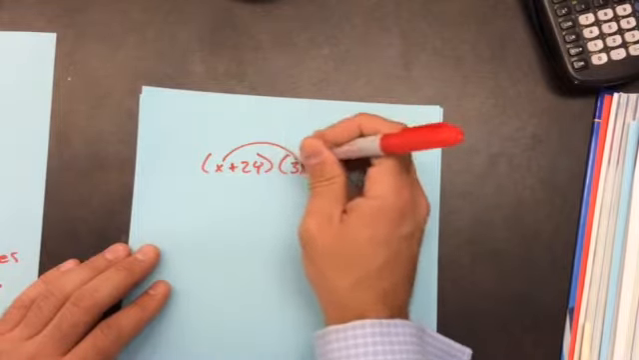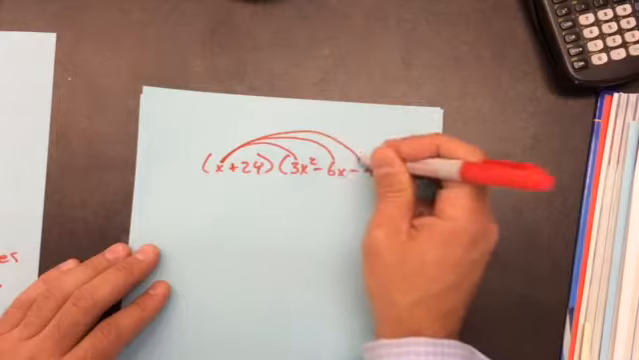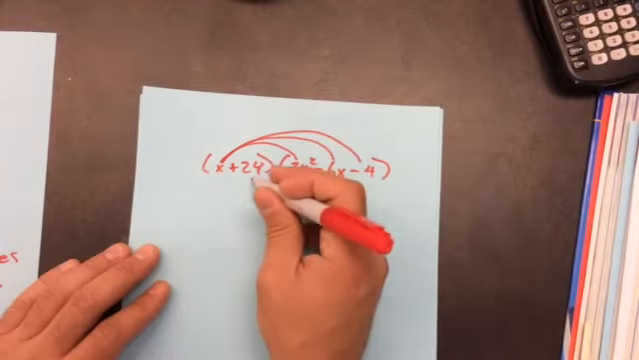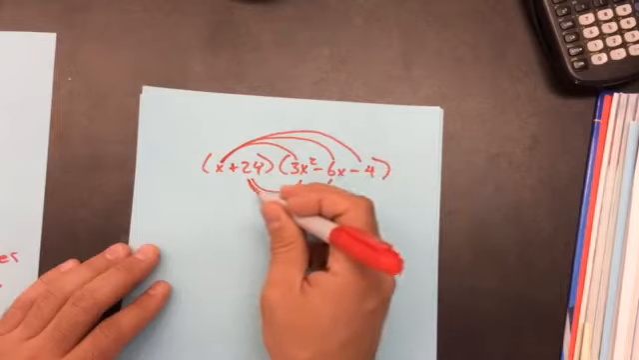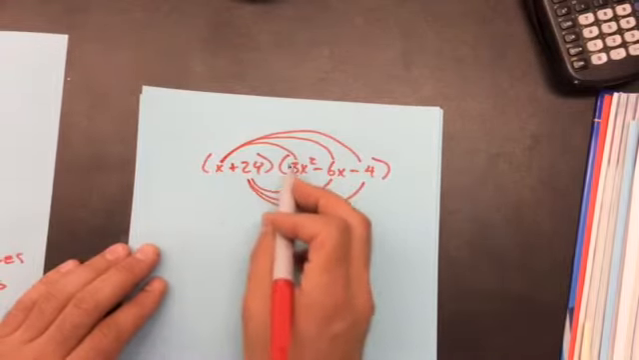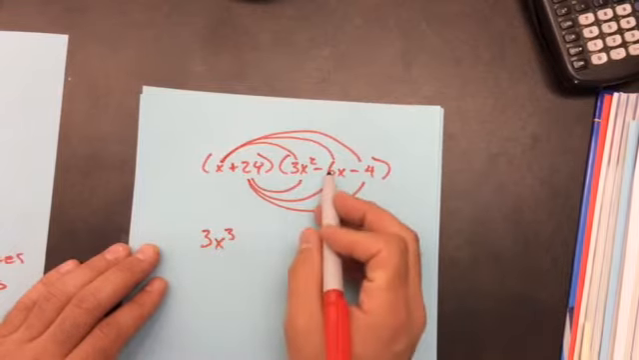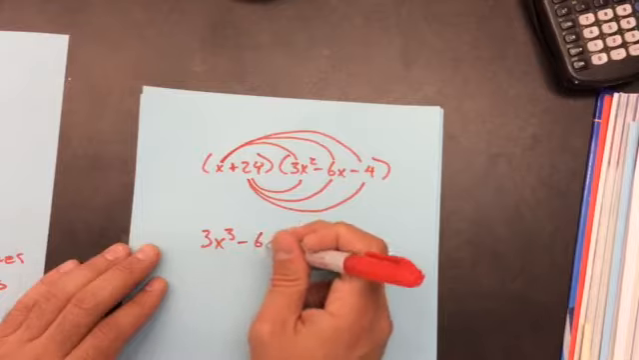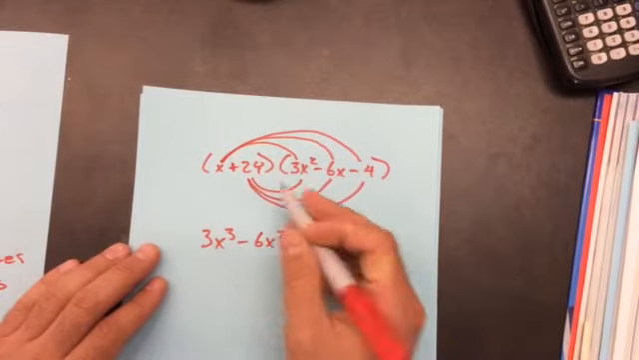So I'm going to do x times 3x squared, x times negative 6x, x times negative 4. 2y times 3x squared, 2y times negative 6x, 2y times negative 4. So I'm going to do this first. X times 3x squared is 3x to the third. X times negative 6x is negative 6x squared. X times negative 4 is negative 4x.